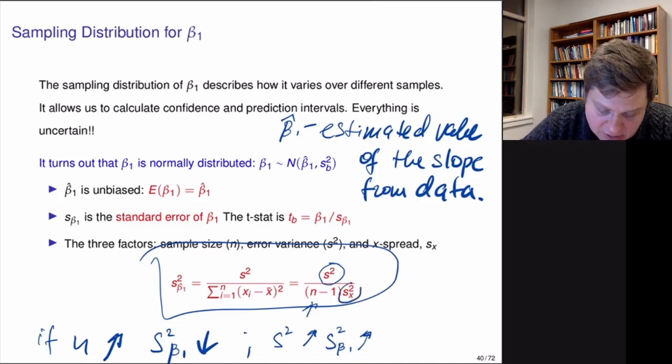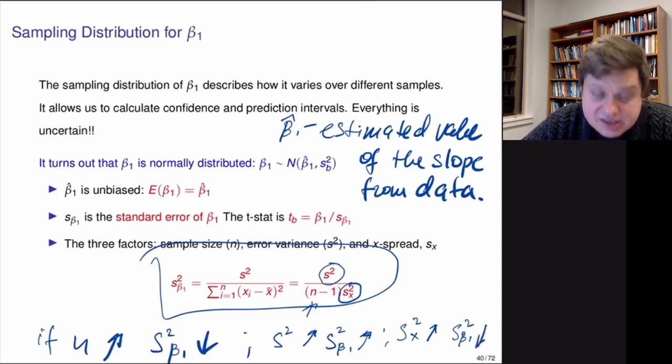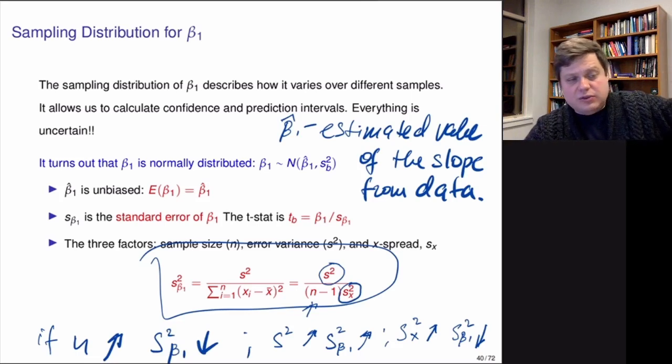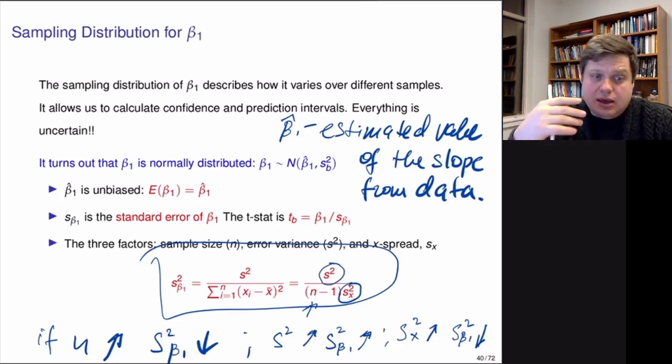And another value here is the variance of x. So the variance of x, if it goes up, the variance of beta 1 goes down. Now, why is that? The reason that we have this property is that the variance of x tells us how many different values of x we actually observed in the data set. And a good data set, a representative data set, will have different values of x. You don't only have values of x that are centered around the average value of x, but you also have a lot of values on the left tail and on the right tail of the distribution of this x. Essentially, it gives us a good representation of the population.